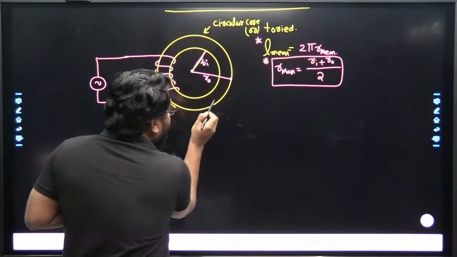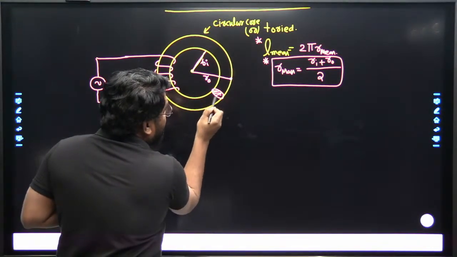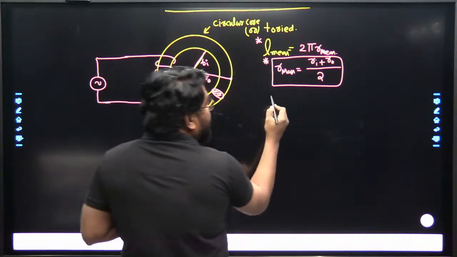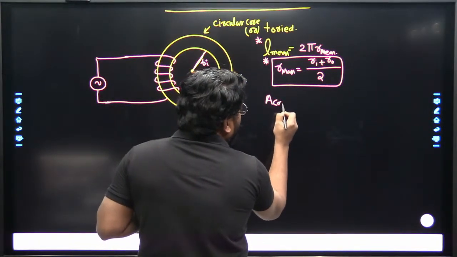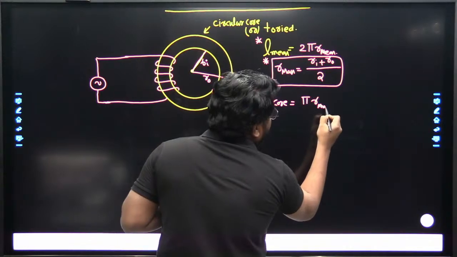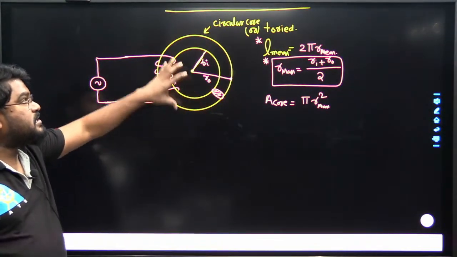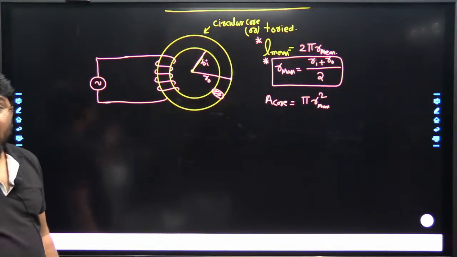Suppose we can also find the area. What is the area here? How do we get the area of the core? That is equal to π r mean squared. This is the area. So those are the design parameters of the circular core, but that is not our question.